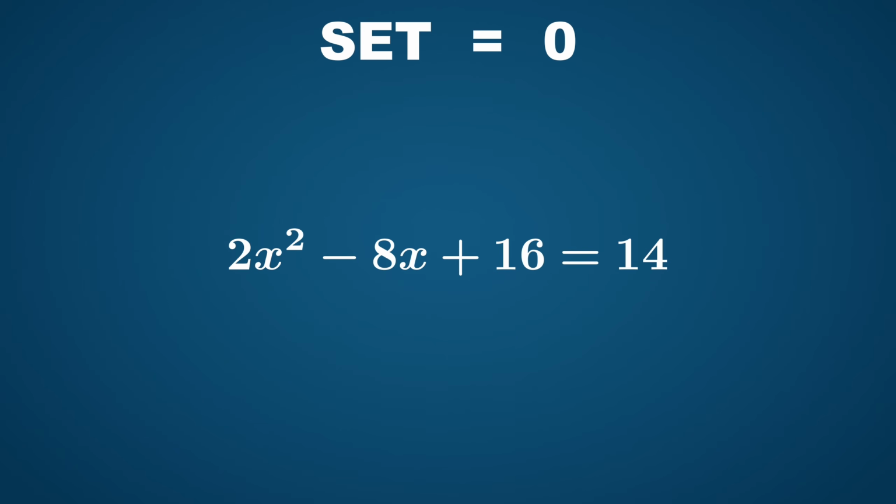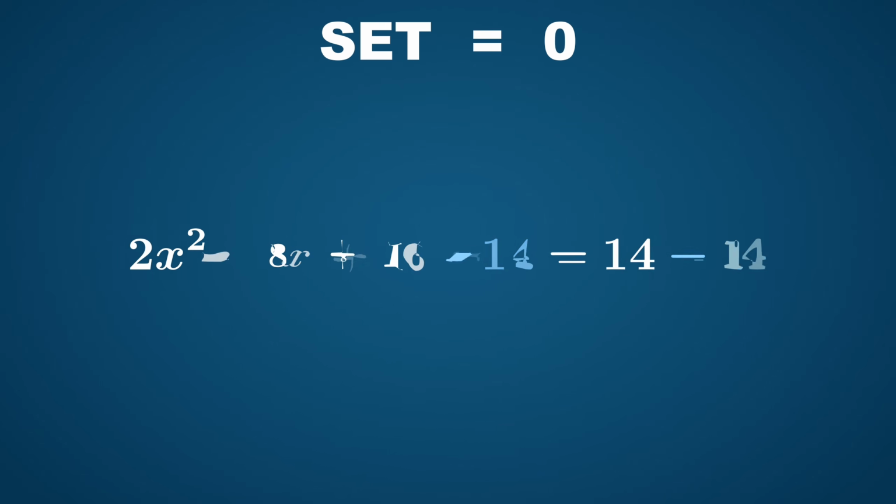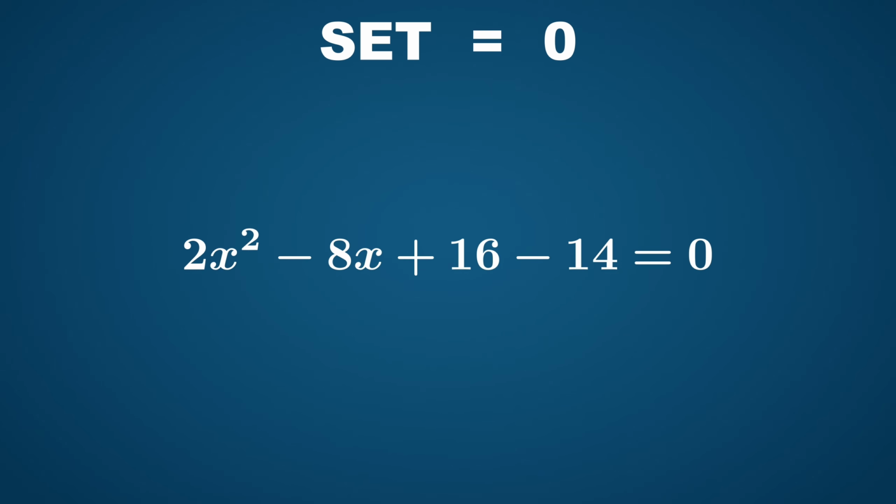To solve a quadratic equation effectively, standard practice dictates that we move all terms to one side of the equation so that the other side is exactly equal to 0. To achieve a 0 on the right side, we must subtract 14. To keep the equation balanced, whatever we do to the right side, we must also do to the left side. So, we will subtract 14 from both sides of the equality. On the right side, 14 minus 14 is 0.